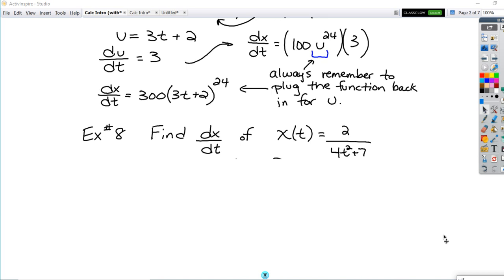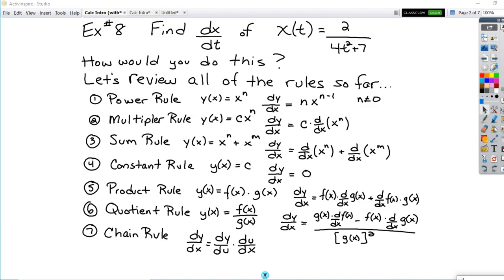Example number 8. Your task is to find the derivative of the function 2 divided by 4t squared plus 7. I want you guys to take a moment on your own and try to work this out. Be sure to think about all the possible rules that we've gone over and try to figure out what rules you might want to use to solve this problem.